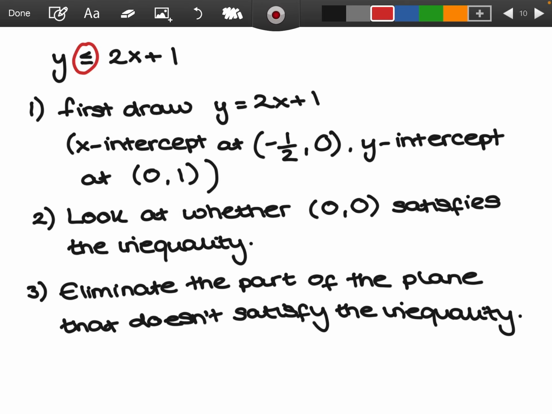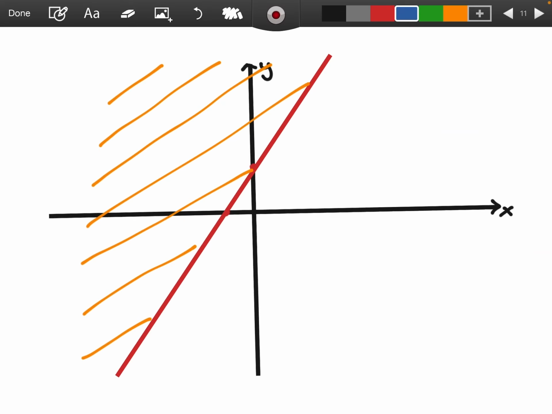So in this case, if I plug in (0, 0) into my inequality, I would get 0 is less than or equal to 0 plus 1, which means 0 is less than or equal to 1. That's true. So I know that the origin is on the correct side of my line in order to satisfy the inequality. The origin does satisfy the inequality, so we're going to eliminate everything that's on the other side of the line.